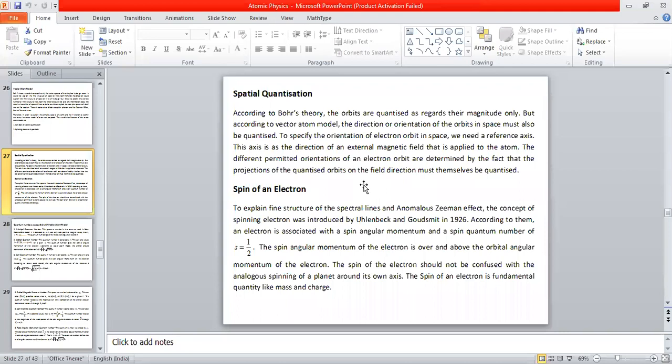So the quantization as applied to the direction is what we call spatial quantization. So I want to say that certain vector quantities that are associated with any atom have both magnitude as well as direction. Your spatial quantization says that the rule of quantization must be applied not only to the magnitude but also to the directions.